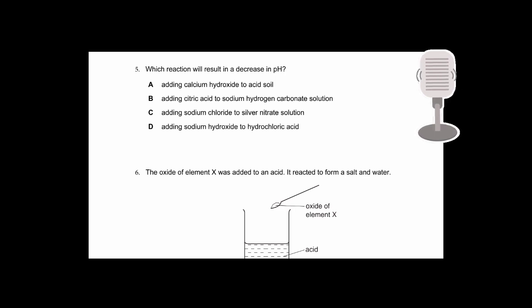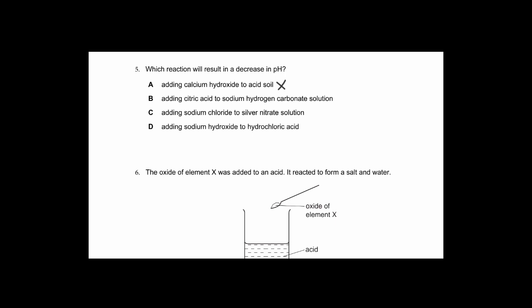Now, what is possible out of the impossible from the options given? We have A, adding calcium hydroxide to acid soil. We understand that calcium hydroxide neutralizes acidic soil. So meaning we expect, as we are neutralizing an acid, the pH to be increasing. So this A is not the correct answer.